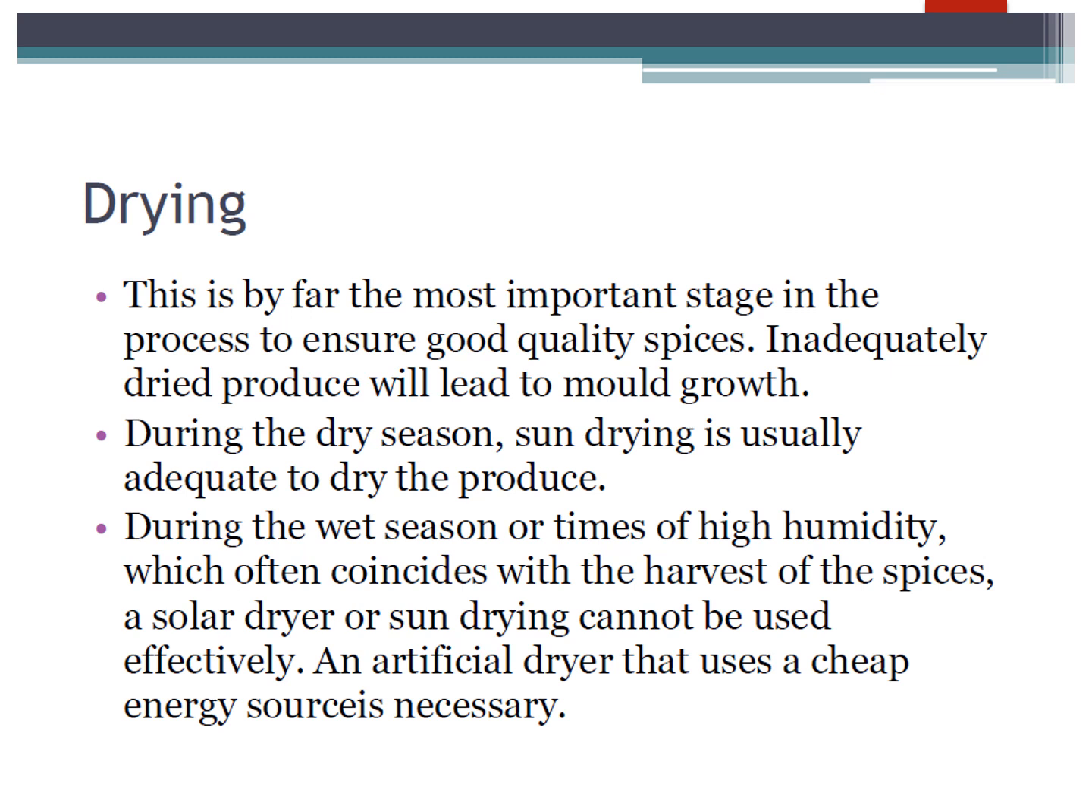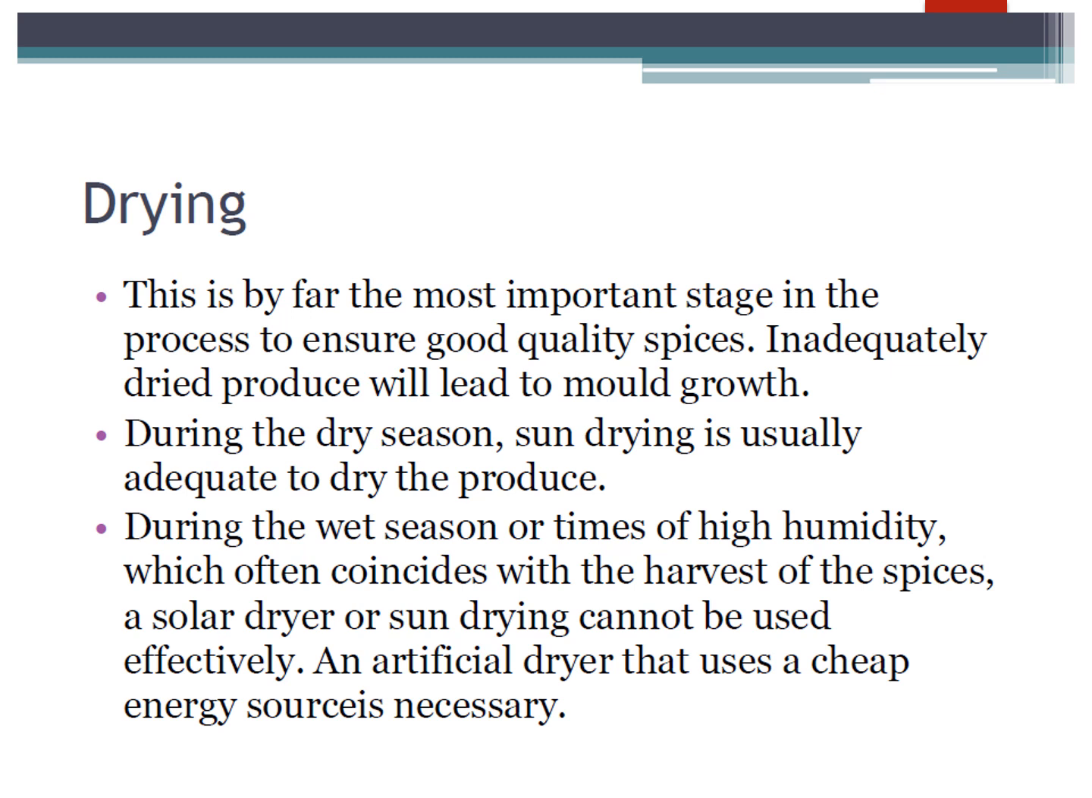After cleaning, next drying. This is by far the most important stage in the process to ensure good quality spices. Inadequately dried produce will lead to mold growth. During the dry season, sun drying is usually adequate to dry the produce. During the wet season or times of high humidity, which often coincides with the harvest of the spices, a solar dryer or sun drying cannot be used effectively. An artificial dryer that uses a cheap energy source is necessary.